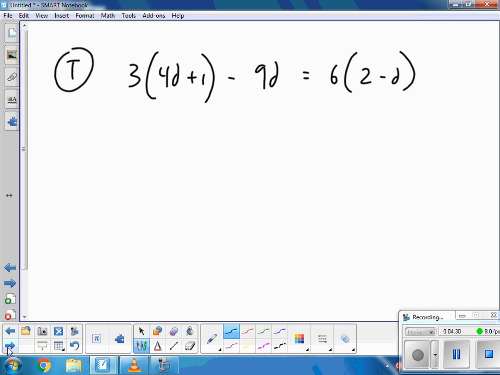Why don't you press pause and work this one out, and then we can compare answers at the end. I'm going to distribute first, and then I'm going to distribute here. I'm going to combine like terms. Let's see how you do. Press pause. It looks like the number 11.